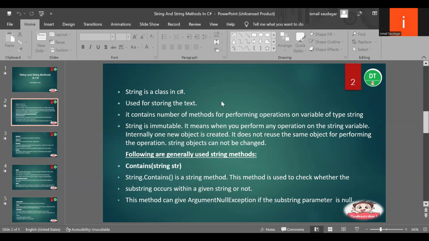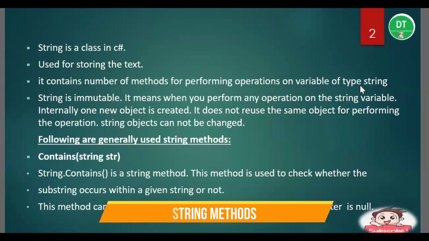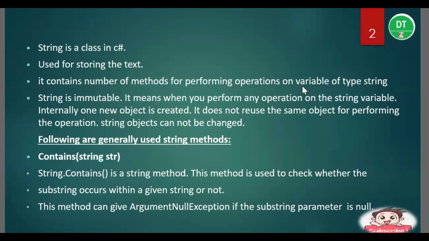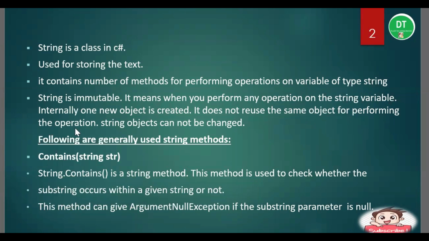A string is a class in C Sharp used for storing text. It contains a number of methods for performing operations on variables of type string. A string is immutable. It means when you perform any operation on the string variable, internally one new object is created. It does not reuse the same object for performing the operation. The string objects cannot be changed. Following are generally used string methods.